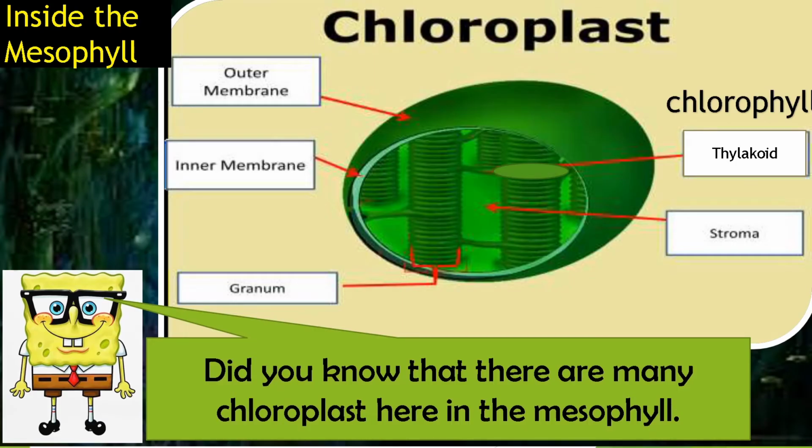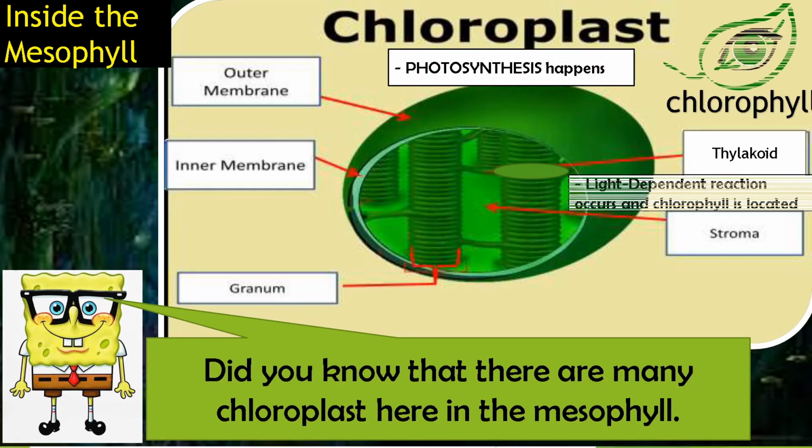Inside the mesophyll, chloroplast is found. It is an organelle that is only found in the plant cell. It has 5 parts: the outer membrane, inner membrane, granum, stroma, and thylakoid. Photosynthesis happens in the chloroplast.